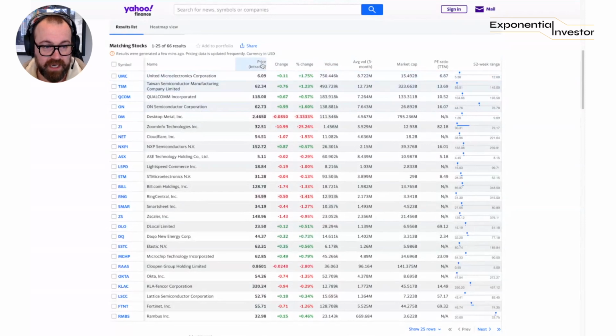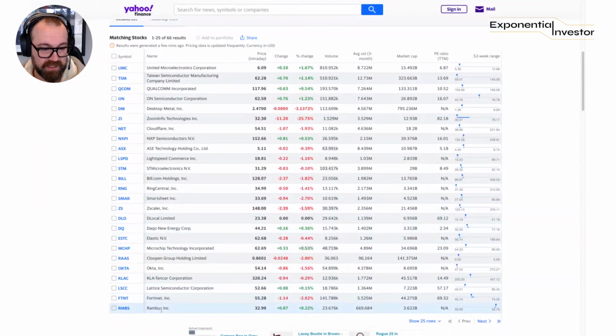What you'll also see here is a whole bunch of data. So you'll see the price intraday, the change, the percentage change, the volume that's being traded, the average volume, their market cap, the price to earnings ratio. And over here, I always love this when you pull up these screeners, is the 52-week range. And you can see all of them are right down the lower end of their 52-week range, except for Rambus Inc. Rambus Inc. is pushing up towards the high point of its 52-week range.